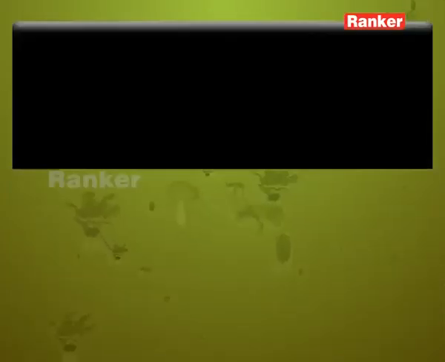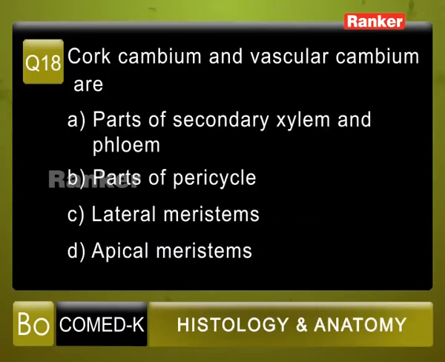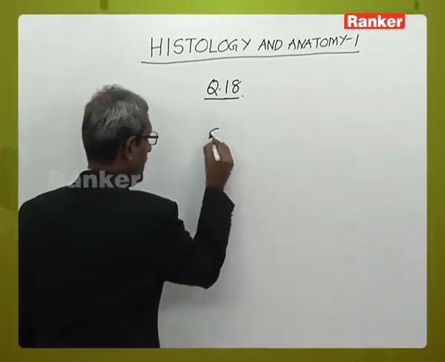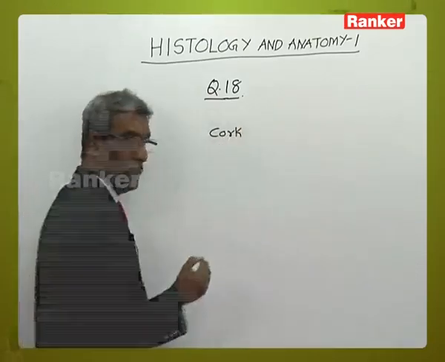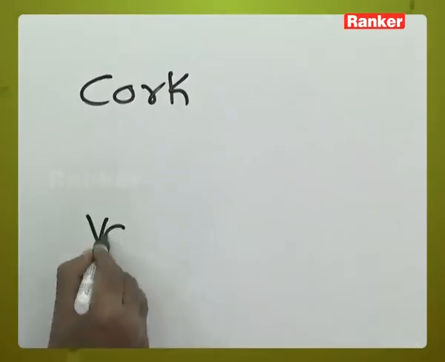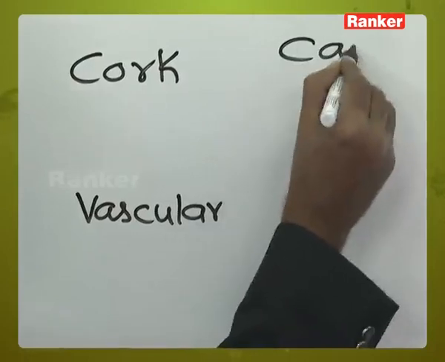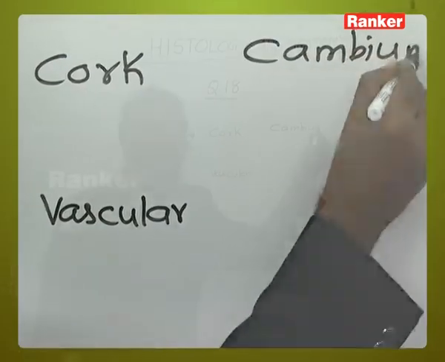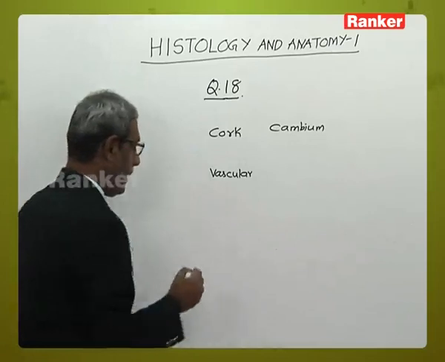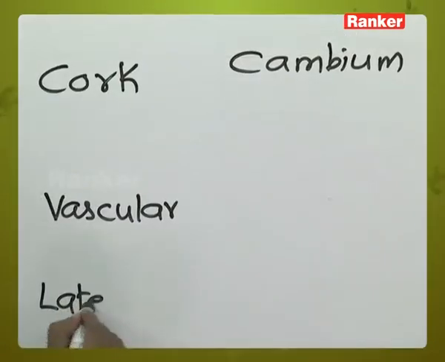Question number 18. The cork cambium and vascular cambium are A. Part of the secondary xylem and phloem, B. Part of the pericycle, C. Lateral meristems, D. Apical meristems. Whenever we take the cork cambium and the vascular cambium, they are examples of lateral meristem.